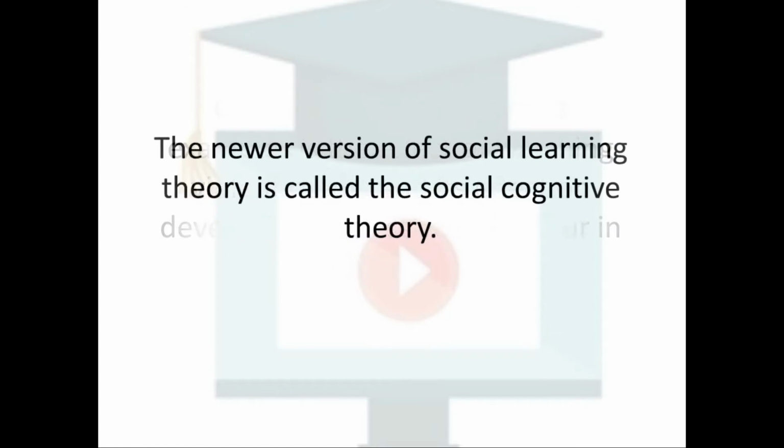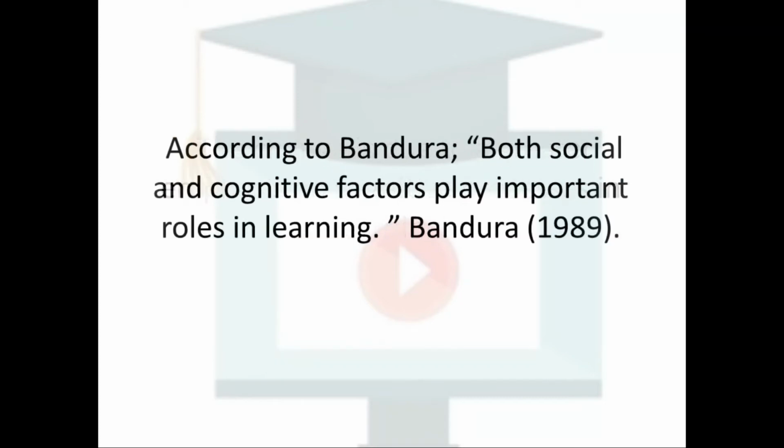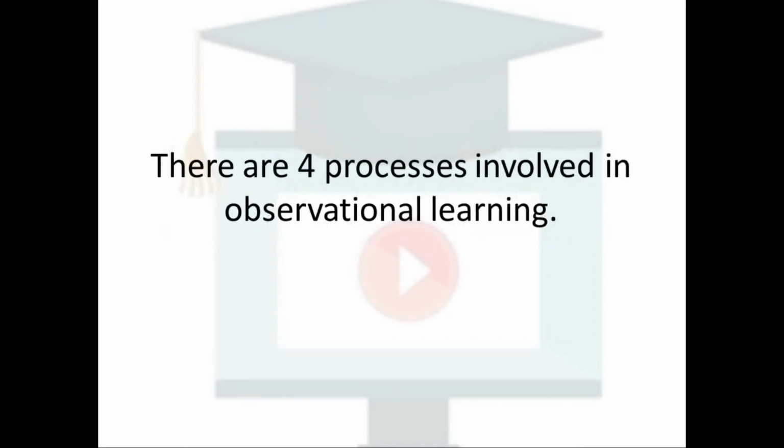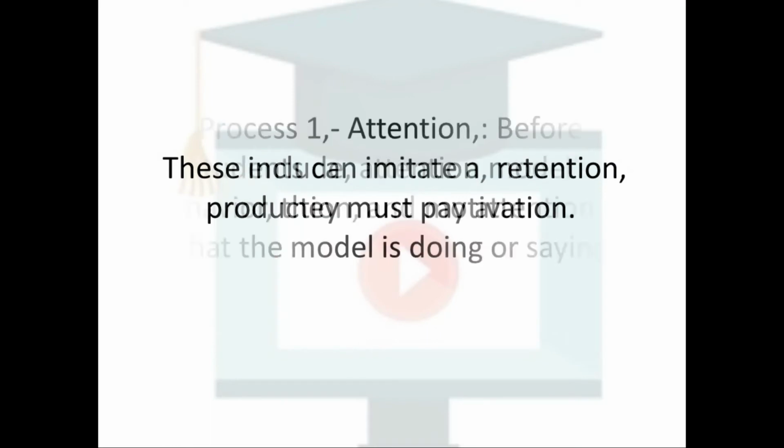One of the most important examples is the effect of watching violent media and its effect on developing aggressive behavior in children. The newer version of social learning theory is called the social cognitive theory. The change is due to a greater emphasis on cognitive processes and learning. According to Bandura, both social and cognitive factors play important roles in learning. Bandura, 1989. There are 4 processes involved in observational learning. These include attention, retention, production, and motivation.